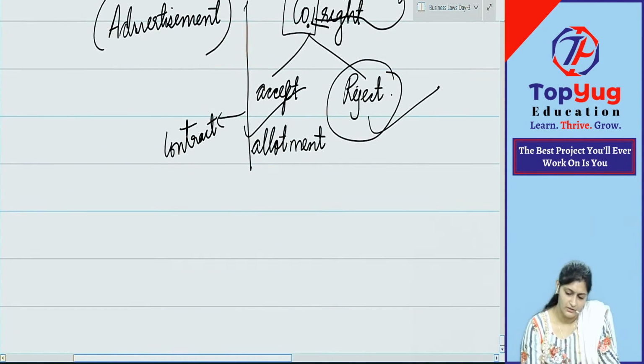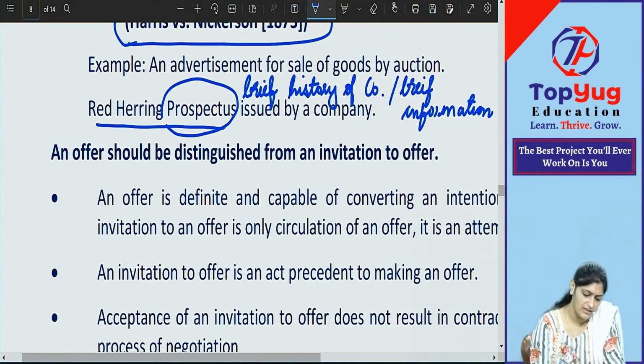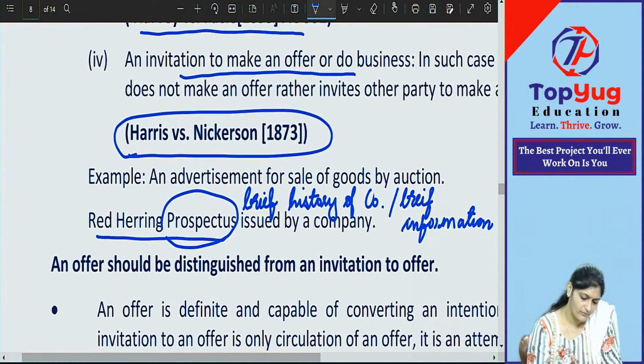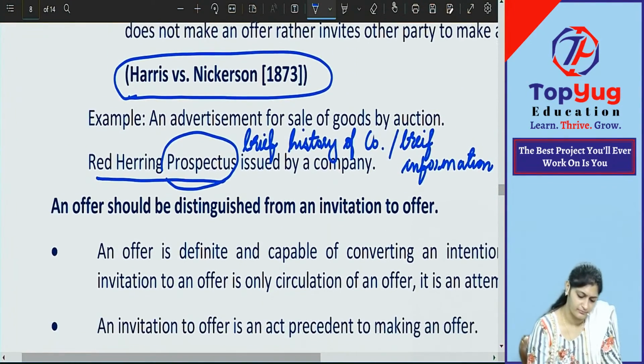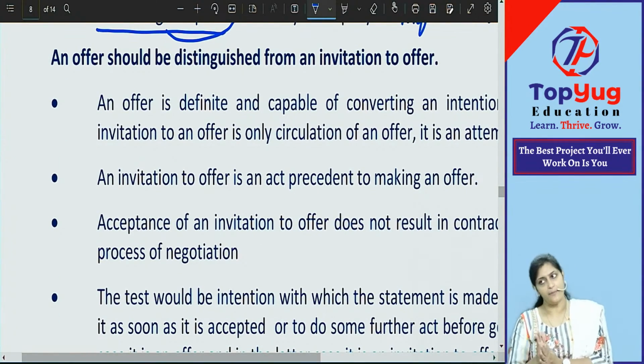Okay. That is the reason that is given here. Red herring prospectus. Just an example is given for invitation to do business. Clear with this, everybody? Yes or no?